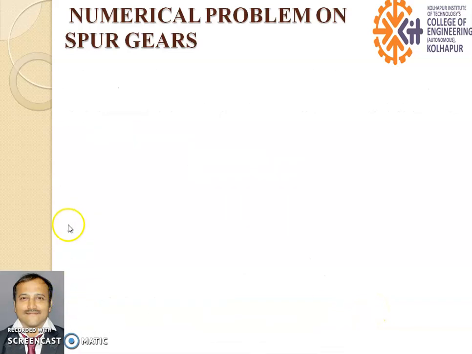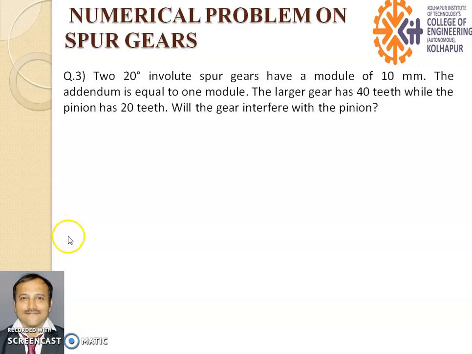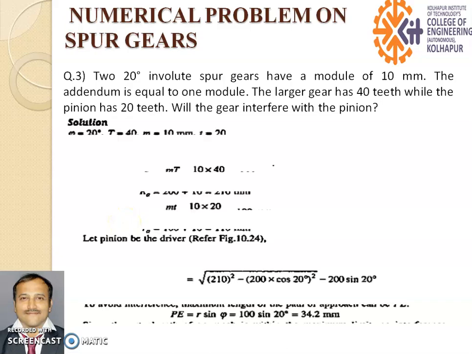Then we go for the third example. Two 20-degree involute spur gears have a module of 10 mm. The addendum is equal to 1 module. The larger gear has 40 teeth while the pinion has 20 teeth. Will the gear interfere with the pinion?